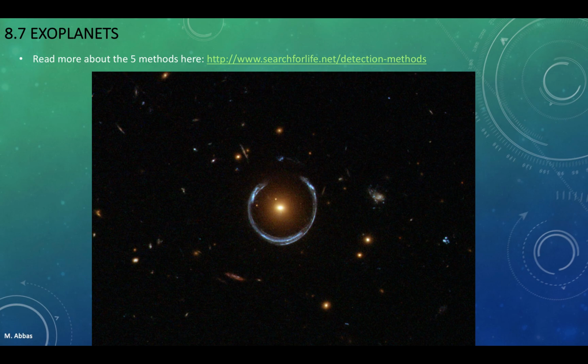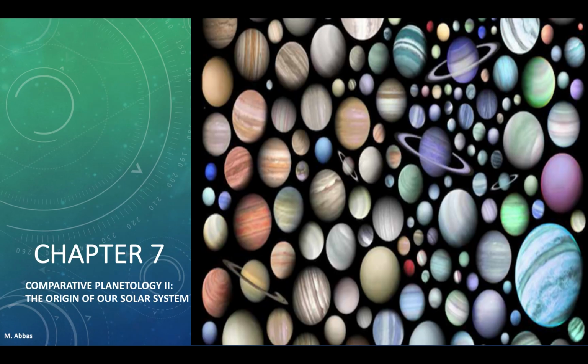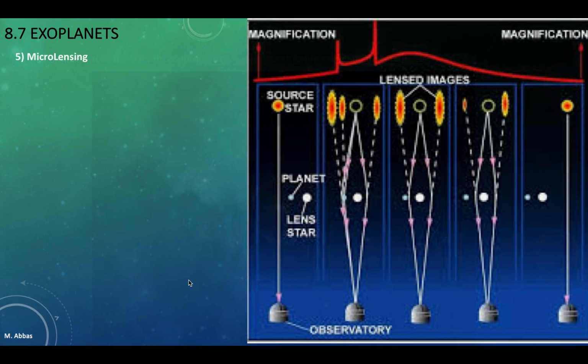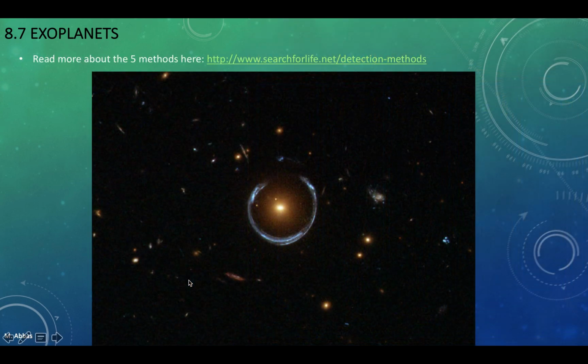These are the 5 methods we use to find exoplanets in our universe. This is chapter 8, not 7, sorry. So these are the methods we use. The best methods are the wobbling of stars, the astrometric method, the radial velocity method, and the transit method. Those are the best methods. The worst methods so far are direct imaging and gravitational lensing.